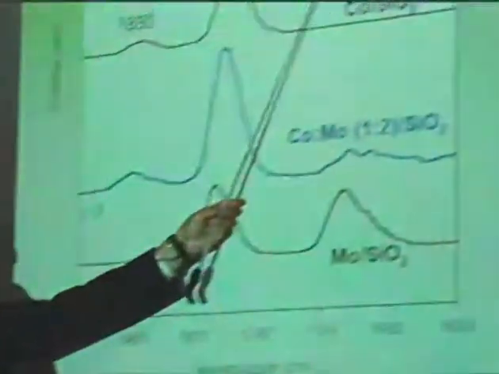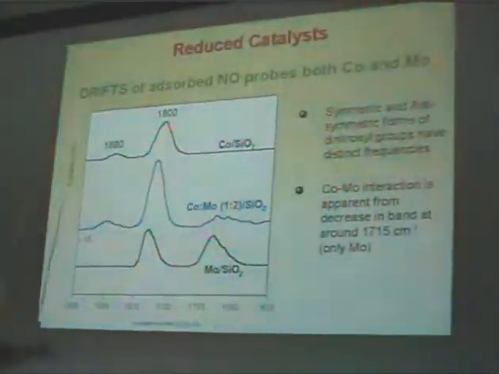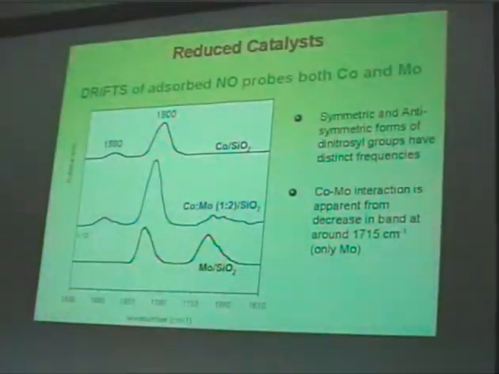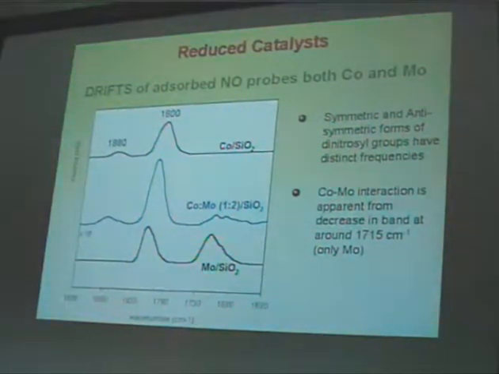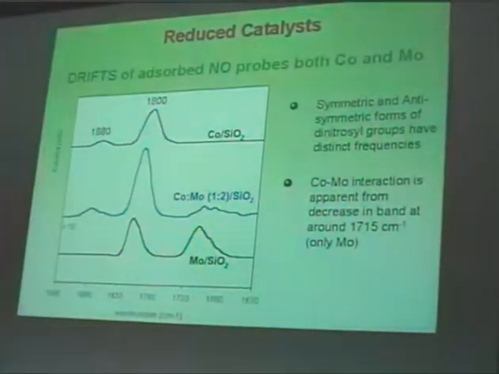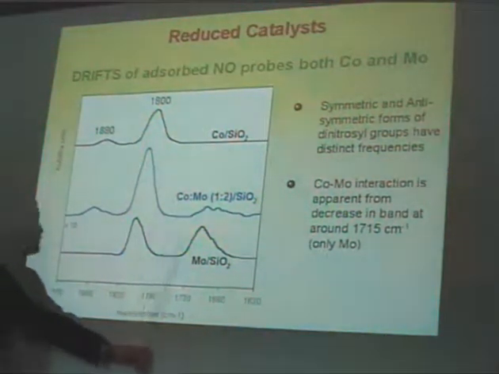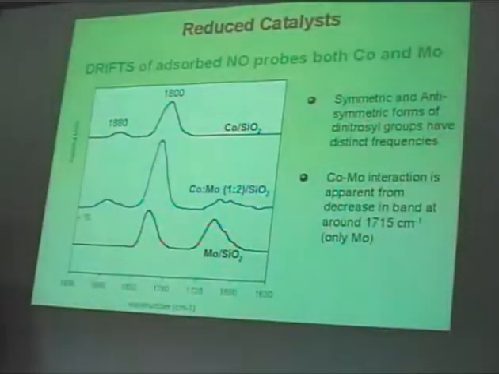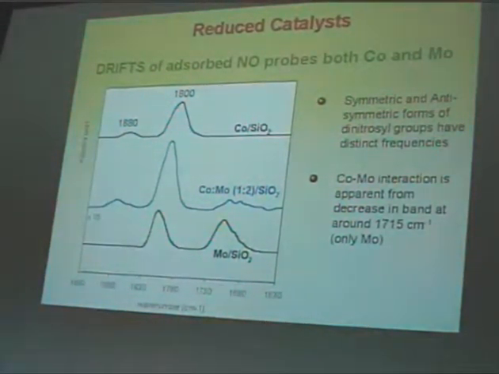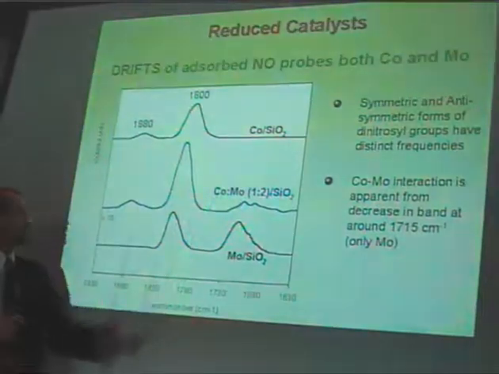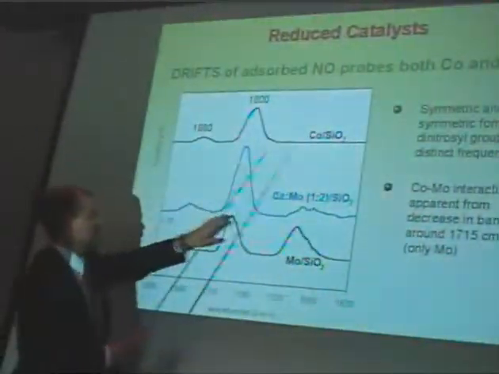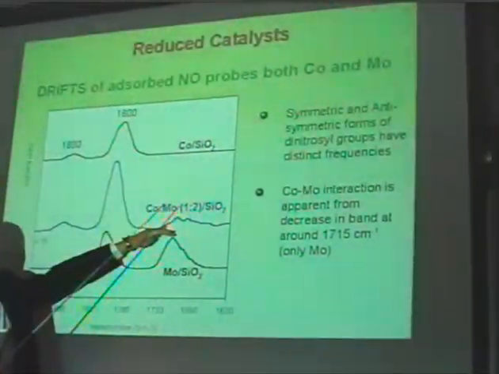If you use NO as a probe in infrared spectroscopy, you can see the NO adsorbs and has the two typical dual bands of the symmetric and asymmetric, or antisymmetric, vibration. And so it's very easy to determine when you see these two bands that this is NO adsorbed on moly, and when you see these two bands that this is NO adsorbed on cobalt. So when you have the cobalt moly catalyst 1 to 2, you can see that essentially all the cobalt is there while the moly is reduced very much.